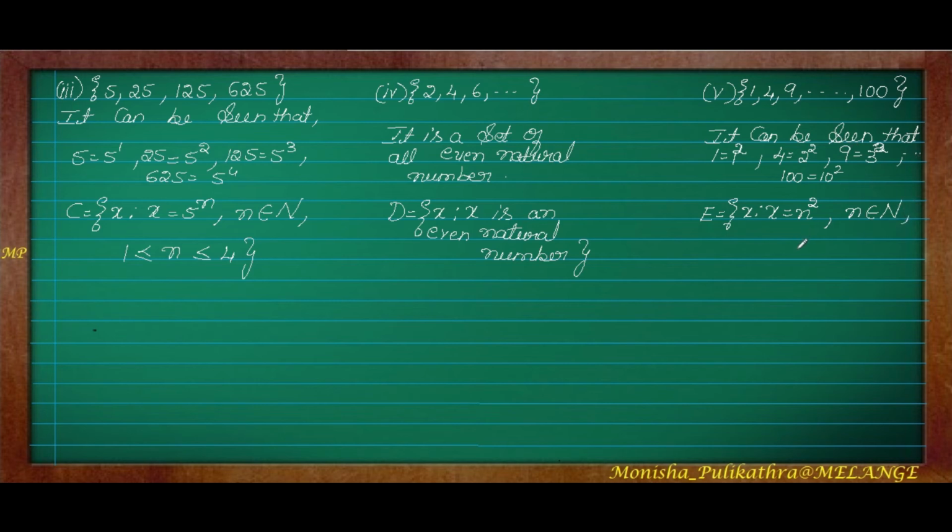Okay, so how we have to write it? So n is greater than or equal to 1, because it starts from 1 and ends with 10 square. So less than or equal to 10. So this is the way of writing roster to set builder method. In the previous session we have studied set builder method to roster method. Here it is roster to set builder method. I hope you understood this.